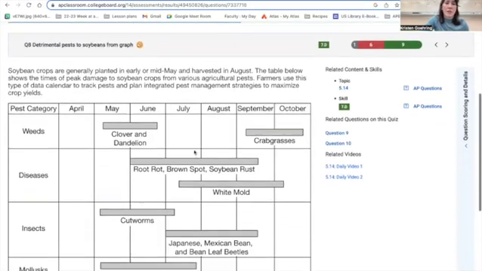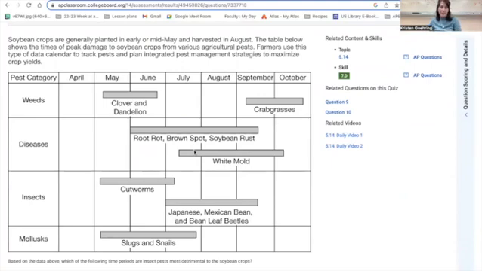All right, this one we're looking at soybean crops and the different pests that will damage it. We have categories of pests over on the left here. So clovers and dandelions and crabgrasses are different kinds of weeds. These are different diseases that are going to attack our soybeans.